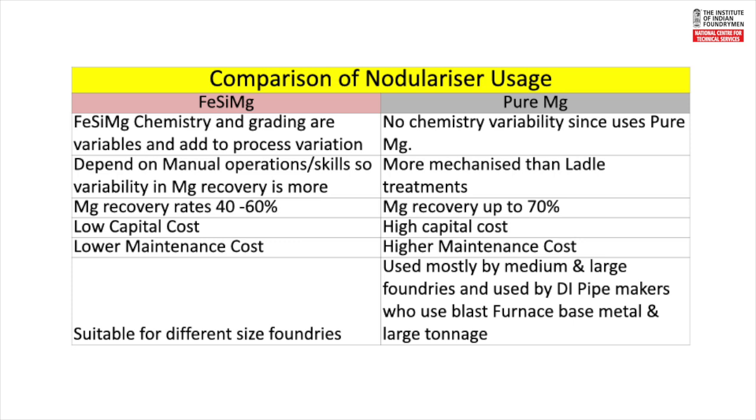Ferrosilicon mag chemistry and grading are variables, and they add to the process variation, while in pure mag there is no chemistry variability. So that one variability is less there. Then, as we have seen in the operations of a typical ladle treatment, there is a lot of manual operation and manual skill involved in getting a consistent result, while pure mag processes tend to be far more mechanized. To that extent, the reliability and repeatability of the process is better.